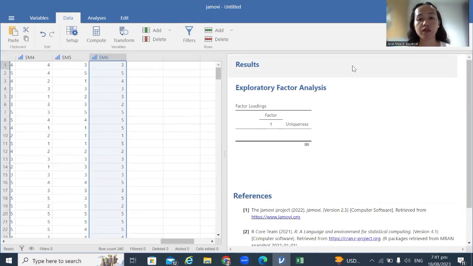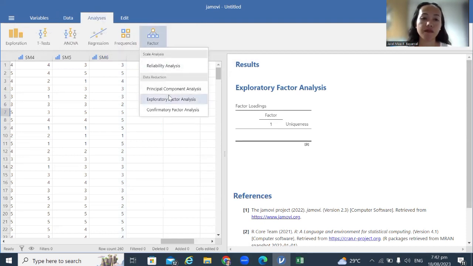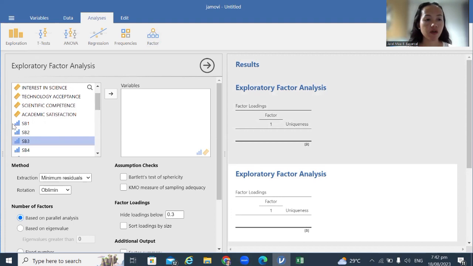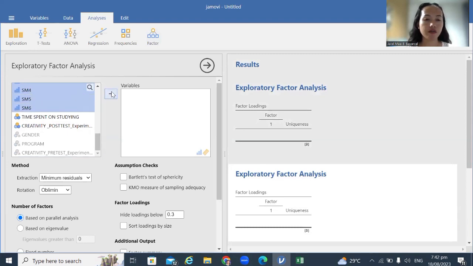So how do we do exploratory factor analysis? We will click Analysis, Factor, and then Exploratory Factor Analysis. So we will be moving all our variables here. These are the variables. So here, we will be clicking this one to determine the correlation of this data from each other. So here, then click this arrow.